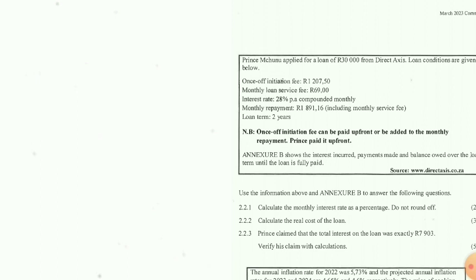So I'll just put it that way. So we also have to put 1207.50 because it's the initiation fee. It's a once-off fee. Yes, we pay it, it's part of the loan. Then the answer will be 39,110.05. So where do we get the 79.35? Where do we get it?